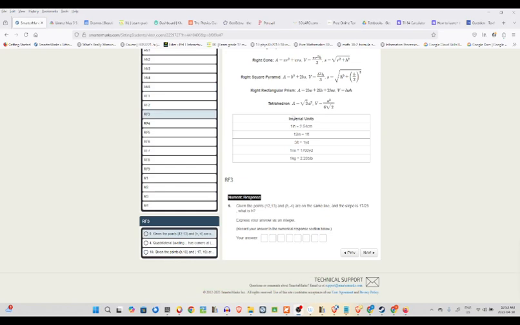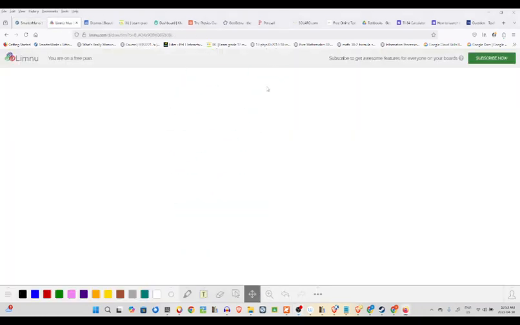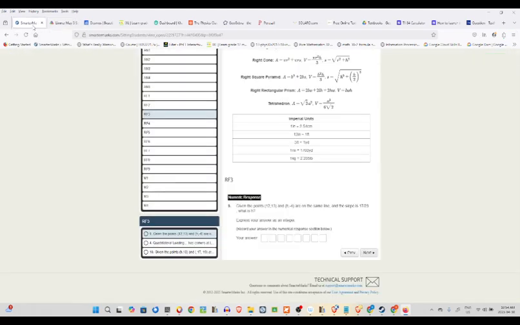All right, moving on to Relations and Functions 3. The points (12, 13) and (h, -4) are on the same line, and we have our slope. All right, so let's take a look at this. This will be easiest to solve if we write our line in point-slope form, because we have a complete point and we have our slope.